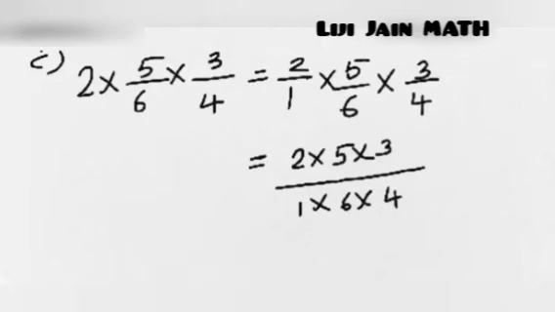Yes, this 2 and 4 can be cancelled by 2 table, isn't it? 2 ones are 2. Again, remember this is not 12. 2 cancelled and 1 is written. 2 twos are 4. Again, this is not 42. That 2 is written here. Anything else? Yes, 3 and 6 can be cancelled by 3 table.